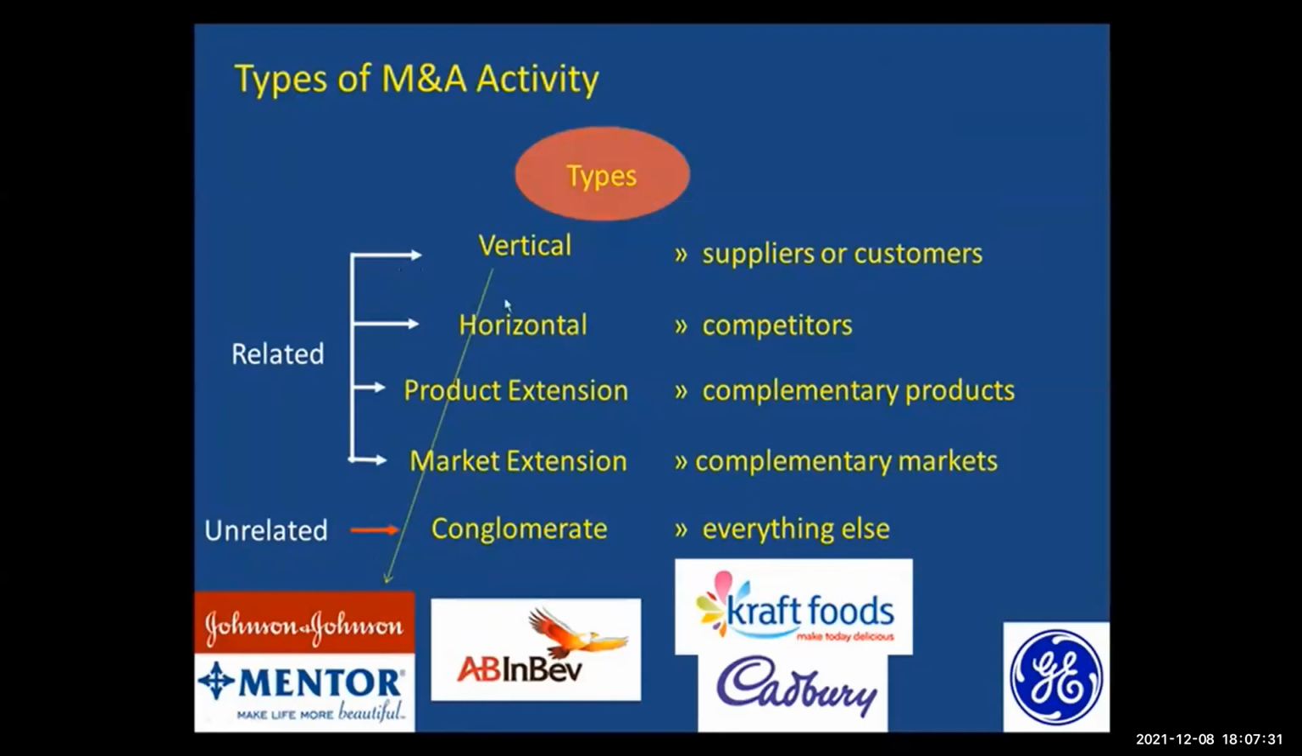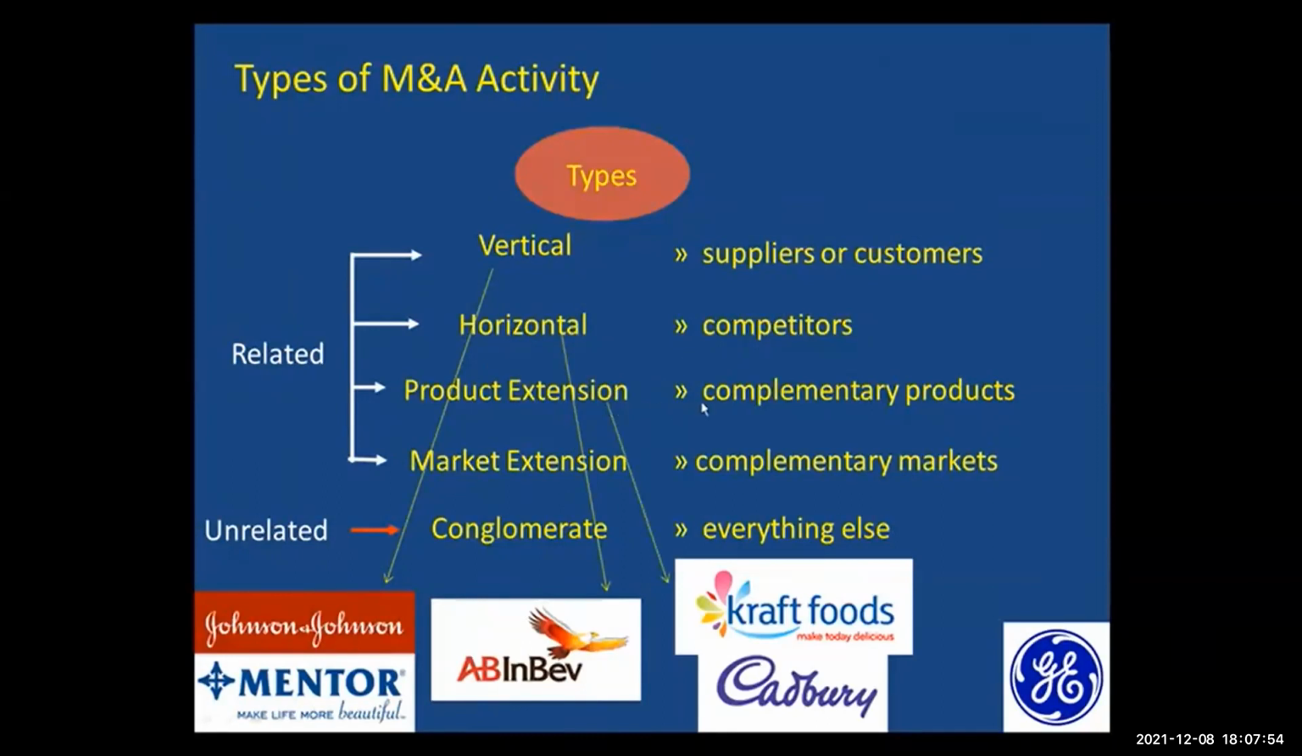In the case of horizontal merger and acquisition activity, we see a situation where you merge or acquire a competitor. And we've seen that in the recent past, in so much as the Dutch firm InBev bought out Anheuser-Busch, thus reducing their competition to some extent.